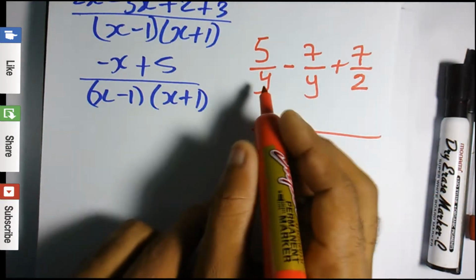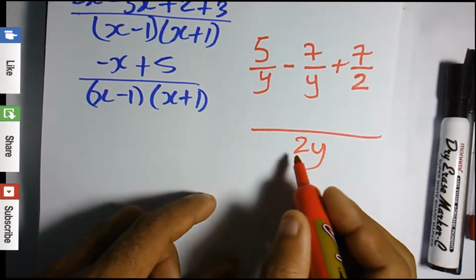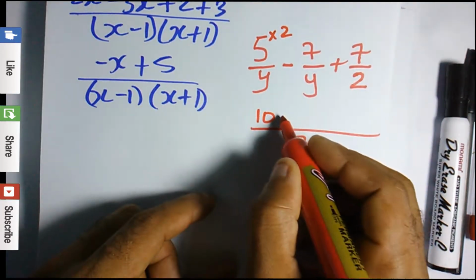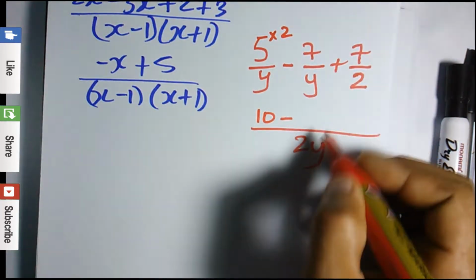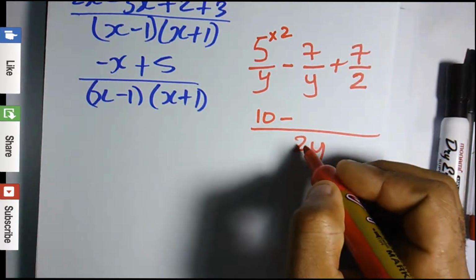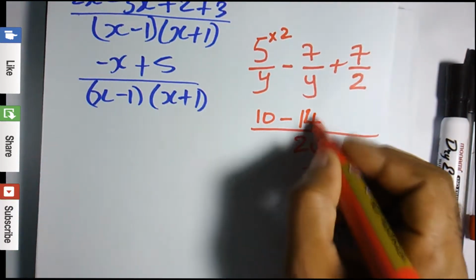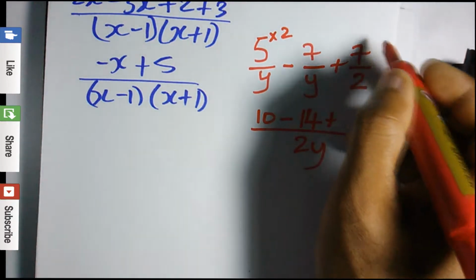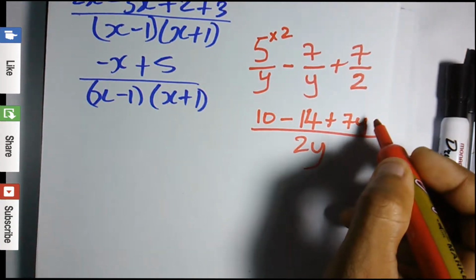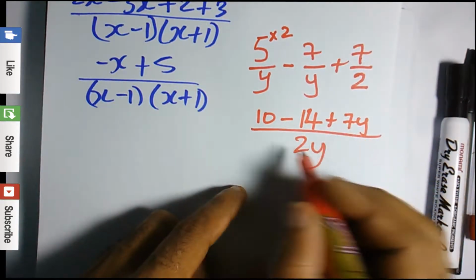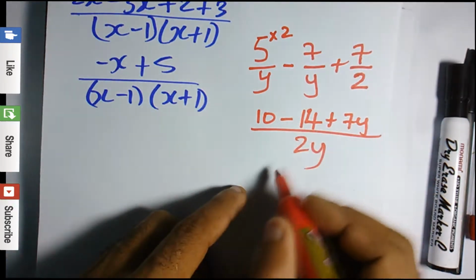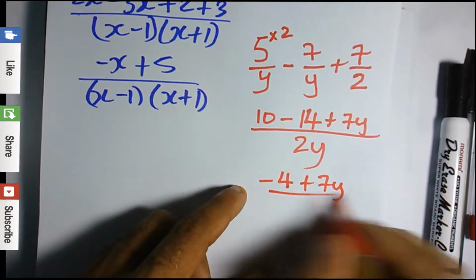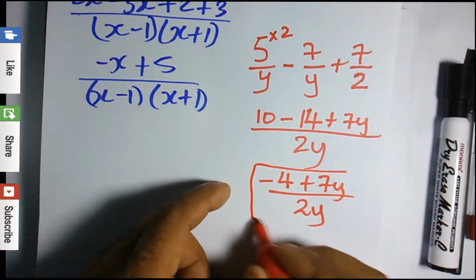So y into 2y goes 2. 2 times 5 is 10, minus y into 2y goes 2, 2 times 7 is 14, plus 2 into 2y goes y, and y times 7 is 7y. So we would just simplify the numerator. That would give us our answer. So 10 minus 14 is minus 4, plus 7y, over 2y. This would be our answer.